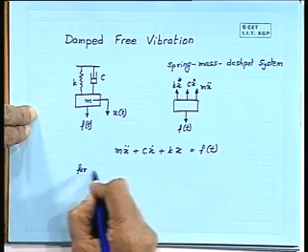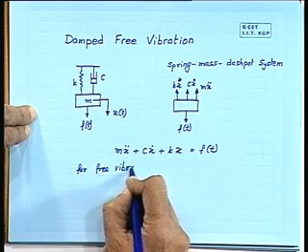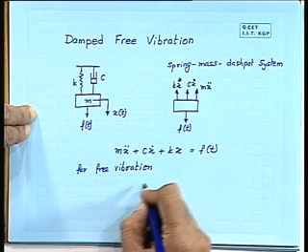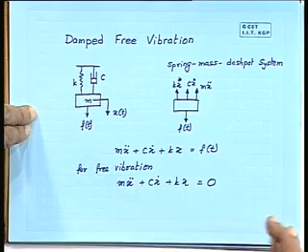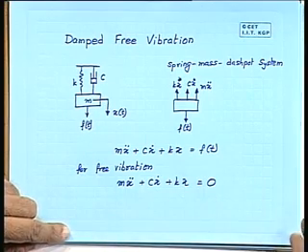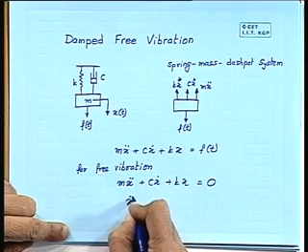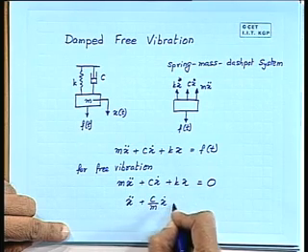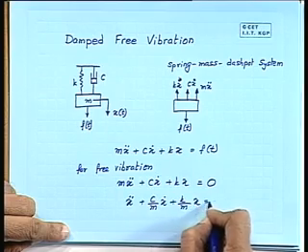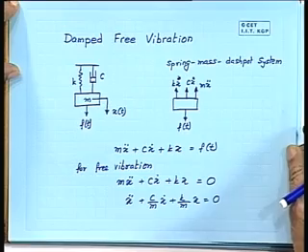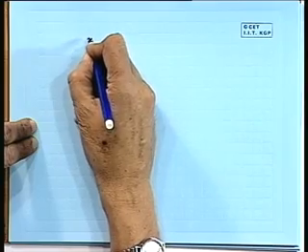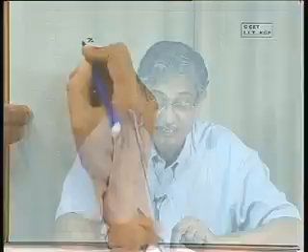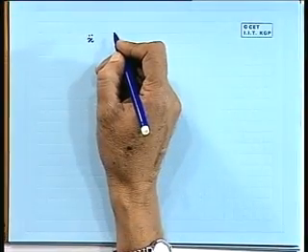And for free vibration, as usual, we'll divide all through by M, and doing that, we get, okay. So, once we have done that, then we do a little bit of jugglery here. I say jugglery, it is a mathematical jugglery, because we have to bring the equation in a very decent form, so that we can handle them pretty nicely.